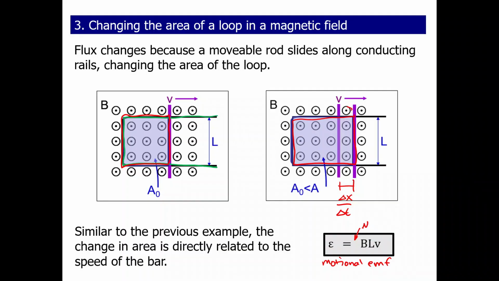So this tells us that the longer the bar is, so if I was to make the loop wider here, so I could use the whole bar to make my loop, that would give me a larger induced EMF. If I could pull it faster, I would get more EMF. And if I had a stronger magnetic field, that would give me more EMF.